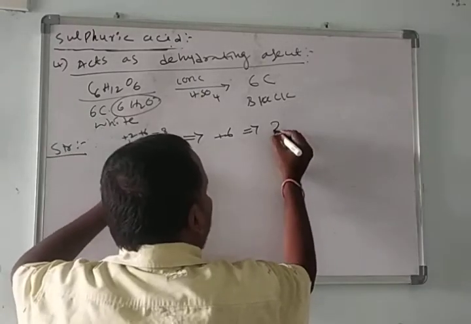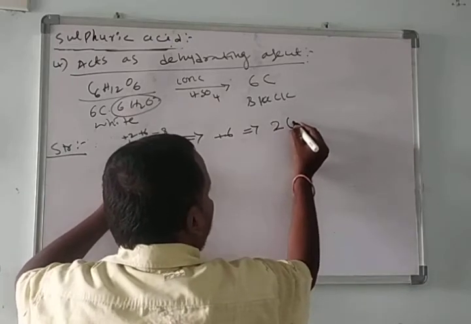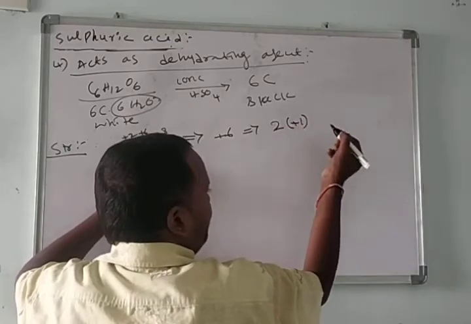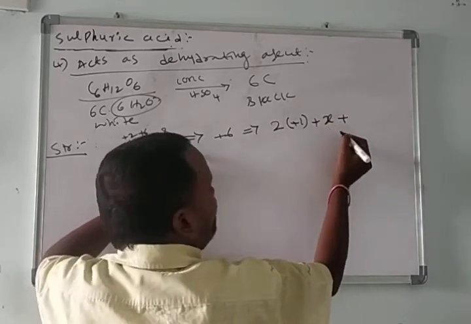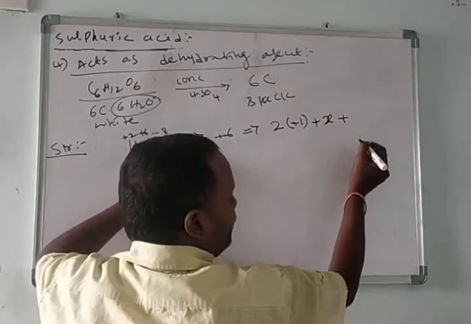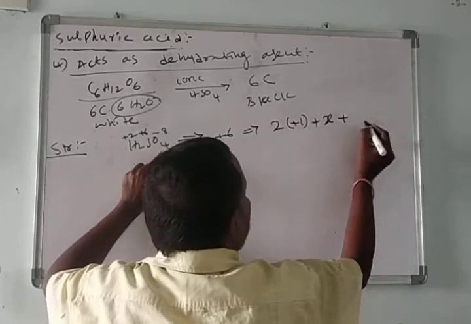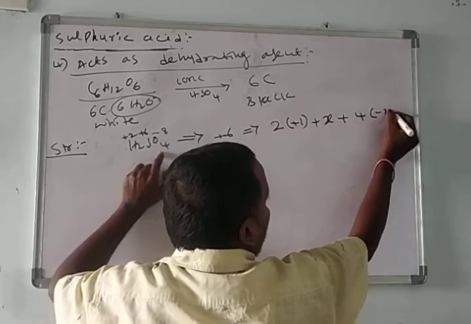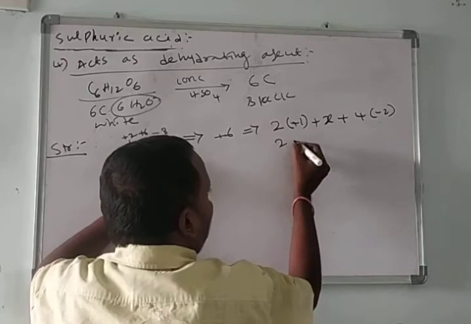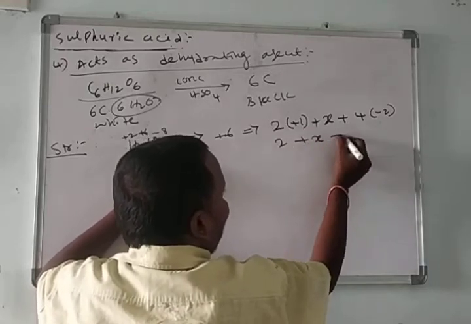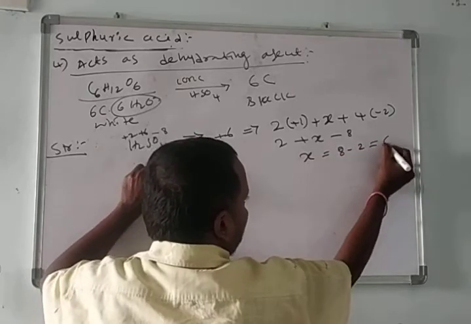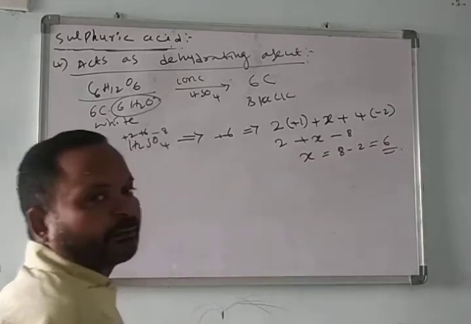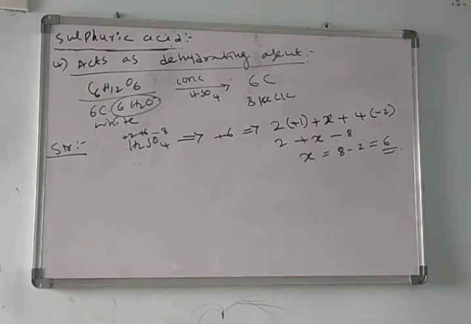Hydrogen oxidation number is +1, and 2 hydrogens are there. So 2 into +1, plus X, plus oxygen oxidation number -2. How many oxygens are there? 4. So 4 into -2. 2 plus X minus 8 equals 0. X is equal to 8 minus 2, that means 6. The oxidation number of sulfur in sulfuric acid is 6.